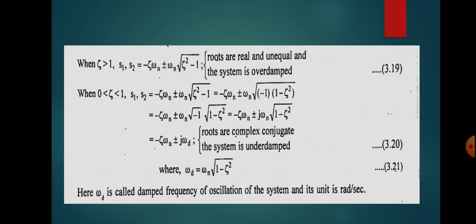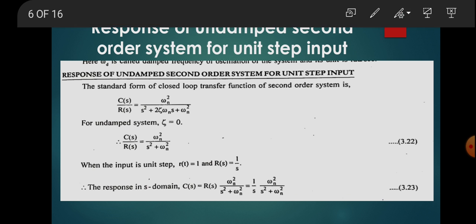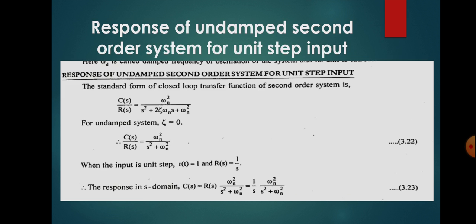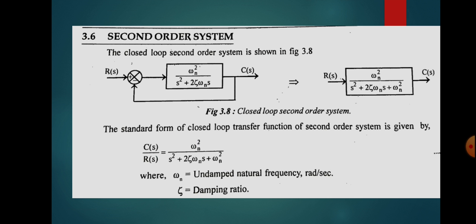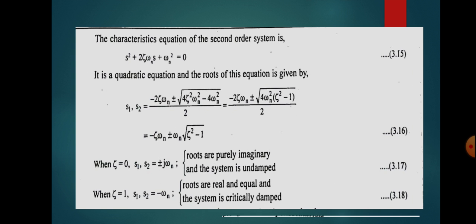So we have analyzed 4 cases. One is the undamped case, next is the underdamped case, next is the critically damped case, and this is the overdamped case. Here omega d is called the damped frequency of oscillation of the system and its unit is radian per second. Next we will find out the response of the underdamped second order system for unit step input. So now we have studied the second order system and its response, and analyzed 4 cases and the nature of the roots in those cases.